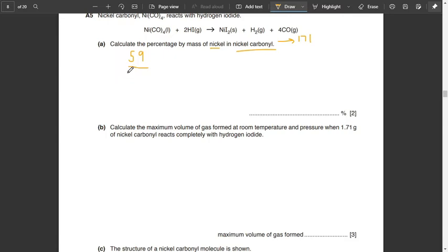Alright, and here it is 171 for nickel carbonyl. I calculated 171 before so that it doesn't take a lot of time. How to calculate 171? It is really easy. 59 plus carbon, there are 4 carbons, so 12 into 4, and there are 4 oxygens, so 4 into 16, and we add all of them up and we get 171 as the answer. Because we need to find the percentage, we multiply it by 100. If you calculate it, your answer would be somewhat 34.502.